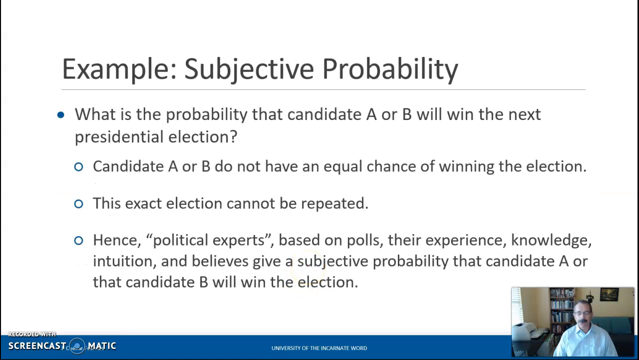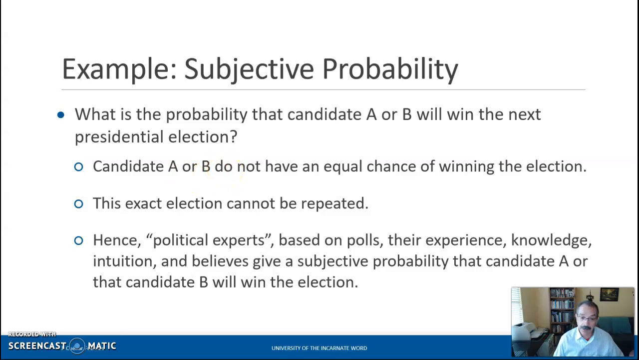So here's an example, very appropriate for what we're going through. What is the probability that candidate A or B will win the next presidential election? Well, candidate A or B do not have an equal chance of winning the election, because every voter either will prefer this candidate or will prefer that candidate. It's not like they say, I'm going to flip a coin and make a selection. Maybe some do, but I don't think everybody is doing it that way. The other is that we cannot repeat an election exactly. By law, the election cannot be redone. So what happens?